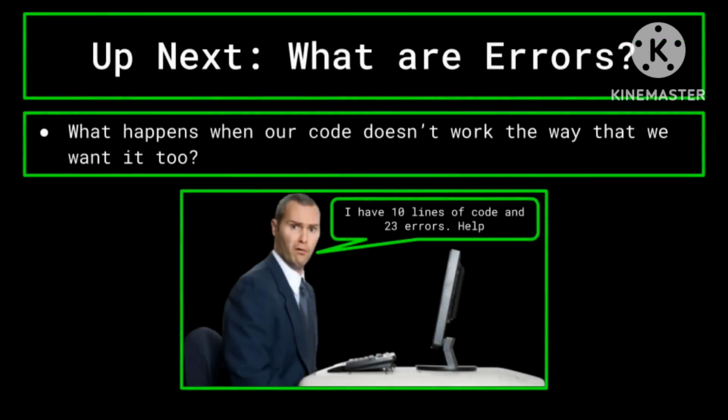Next up, we're going to be taking a break from learning about common programming statements and dive into what happens when the code we write doesn't work. More specifically, we'll be covering the different types of errors that can occur when you're programming, and what causes them.